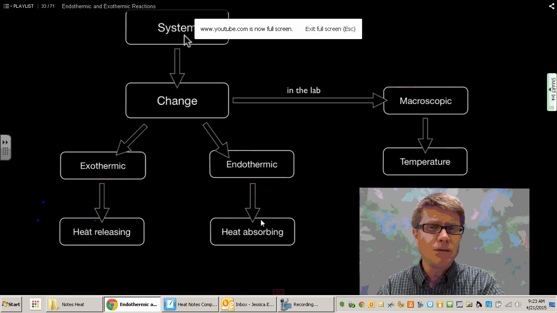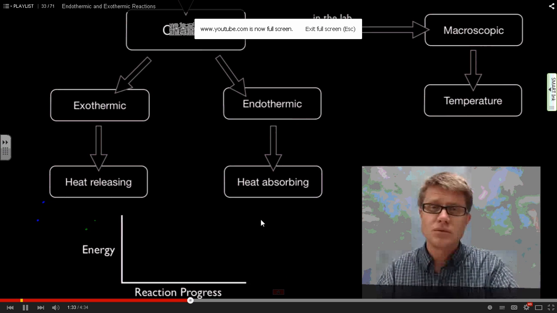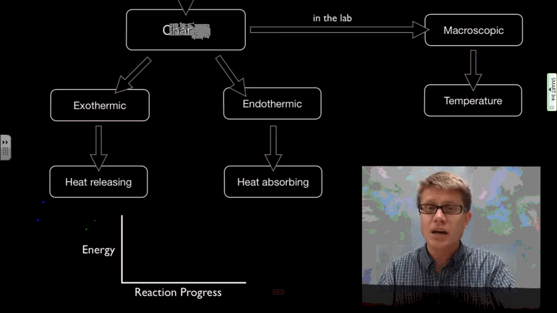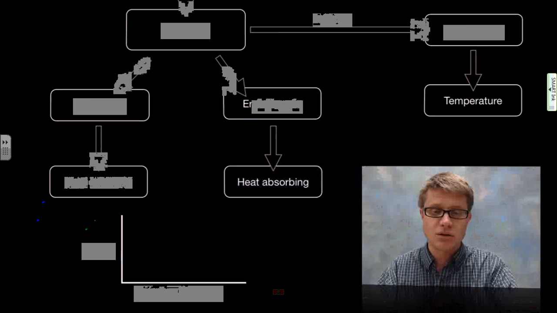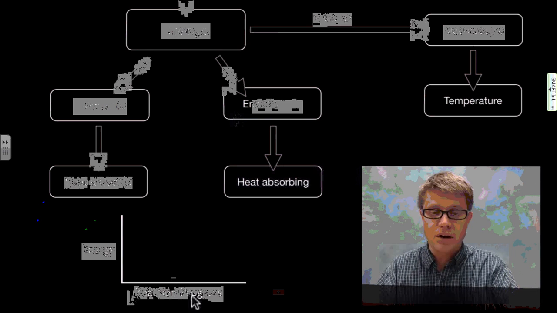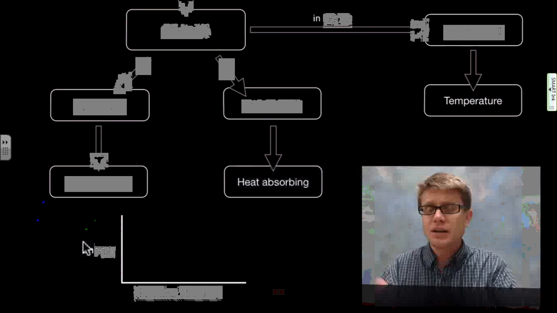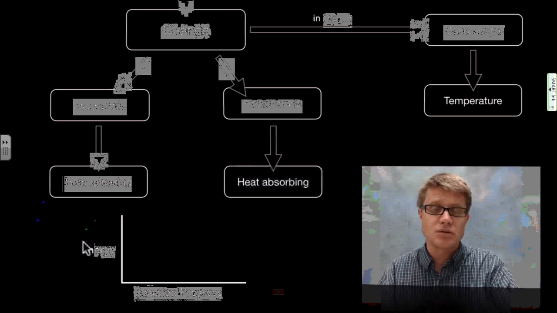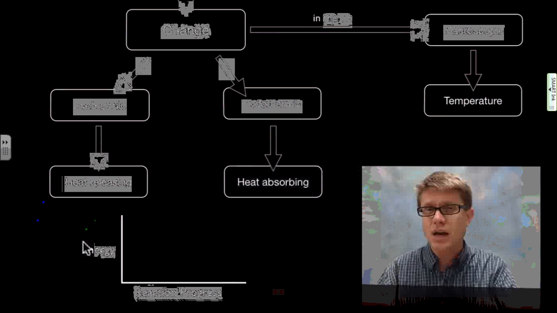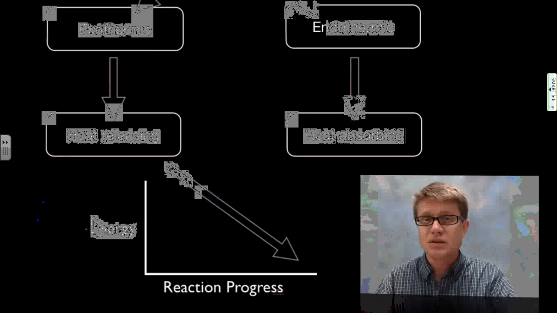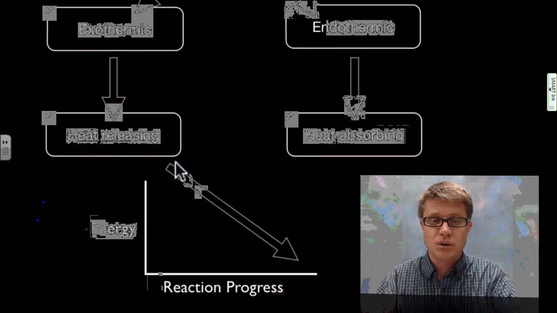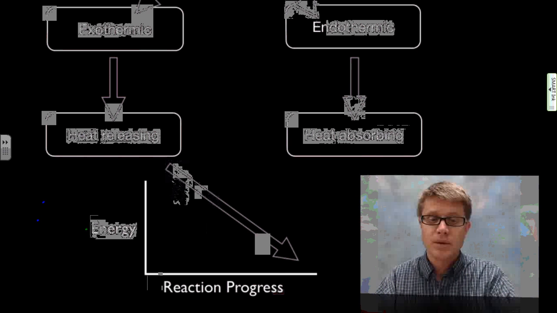Now, a really neat way to observe this is to use a model, an energy diagram like this. The energy progress will be going along the x-axis, and the amount of energy in the reactants and products is going to be displayed. In an exothermic reaction, you'll see a downhill reaction. In other words, the reactants are going to have more energy than the products.